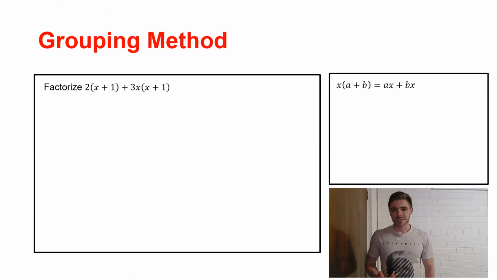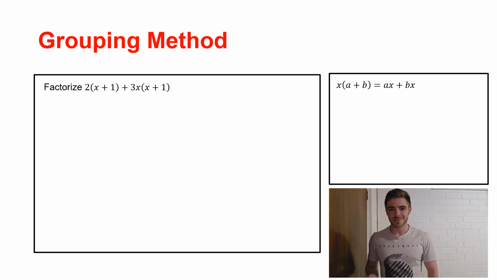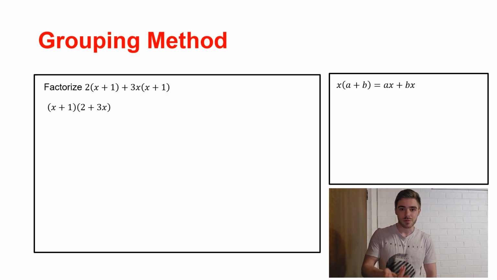The grouping method is a slightly more advanced version of what we just discussed. The only difference here is that the common factors are a bit more complicated. Consider the following expression, and notice that this (x plus 1) term is a multiplication of both of those terms. (x plus 1) can be considered a common factor, because it's common to both of those terms, and hence can be brought out the front as a common factor.